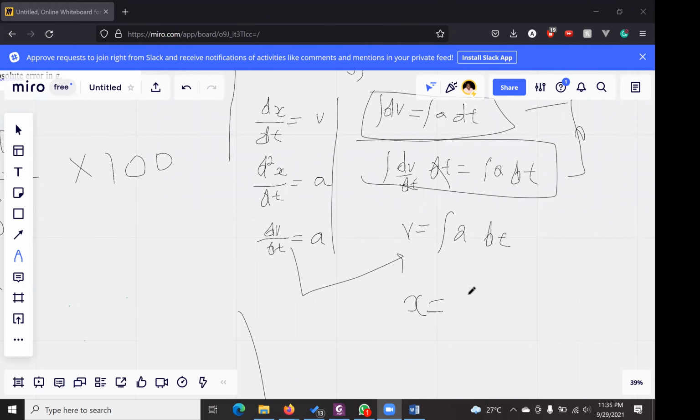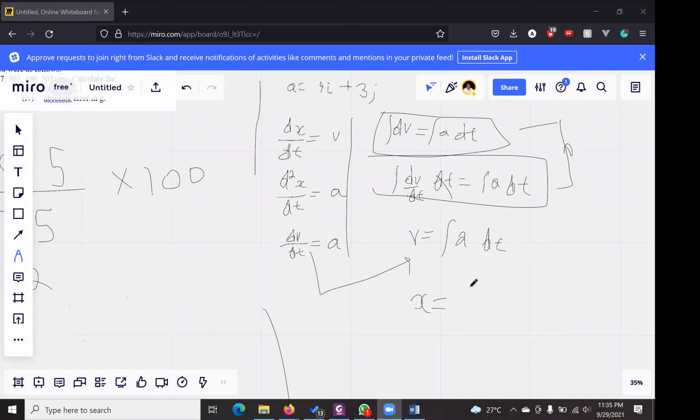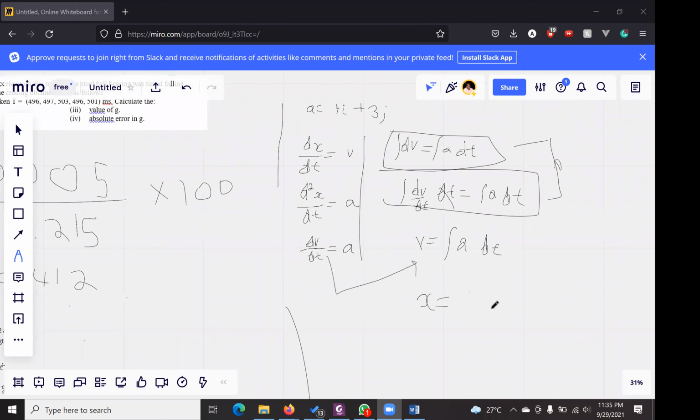Is it the integral of v dt? Perfect. Now we guess again. We want to get x by itself, so we're going to send up the dt. So we have v dt. We want to remove the differential, so we're doing the opposite of that, which is integrating. But anything we do to one side, we have to do to the other side. So we now get x equal to the integral of v dt. All right?